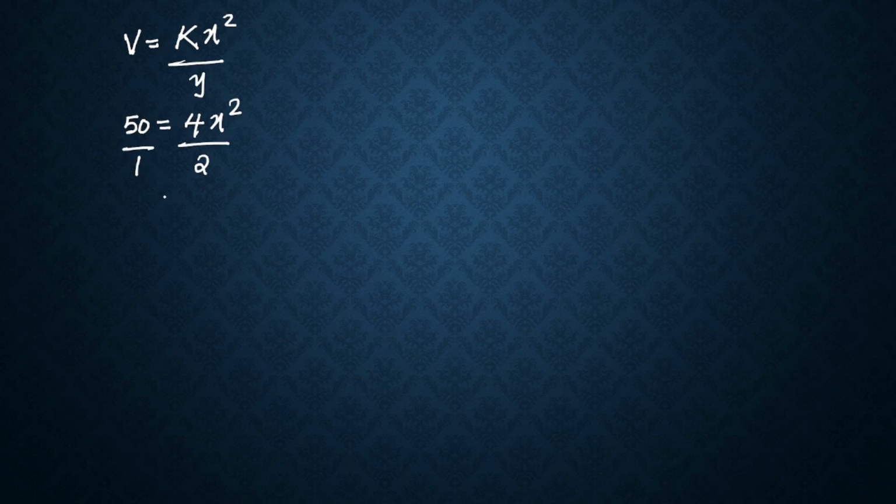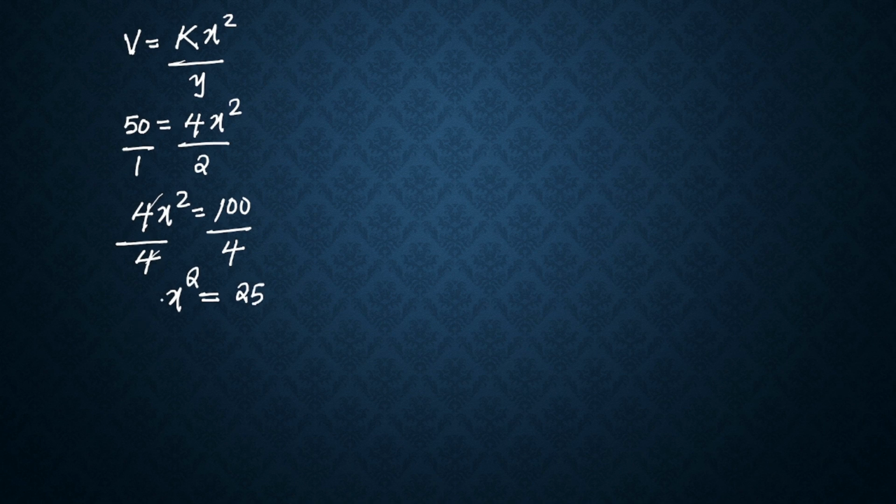So at that stage, we say over 1, then we cross multiply. 4x squared multiplied by 1, that's going to be 4x squared. Then 50 multiplied by 2 there, we're going to get 100. Then what do we do? We're going to divide both sides by 4 since we're interested in the x. So we shall say x squared is equal to 25.